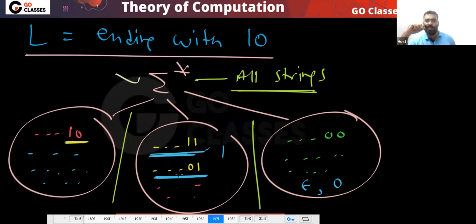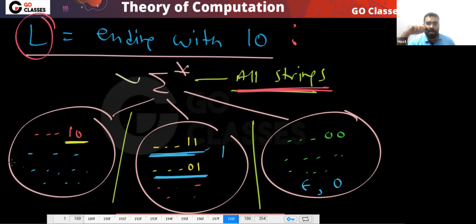Strings ending with 01 are covered here. Now every string is covered. Now tell me, you can notice very simply that, with respect to this language, because of this language, all the strings, this partition will happen.